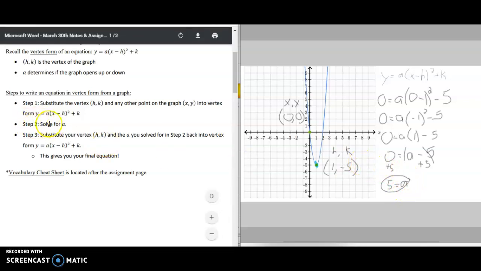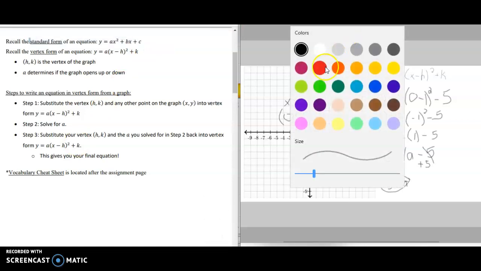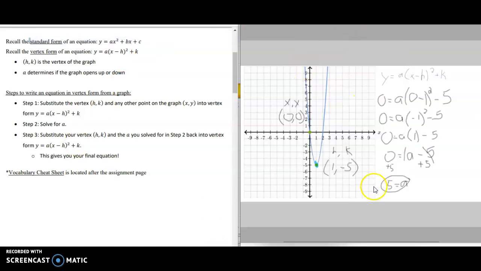After I do step 2 where it says solve for a, step 3: substitute your vertex h and k and the a you solved for in step 2 back into the equation. This is going to give us our final equation. So now what I'm going to do is I'm going to take my a and plug it in, as well as my h and my k, which I've already done once. So now I have y.